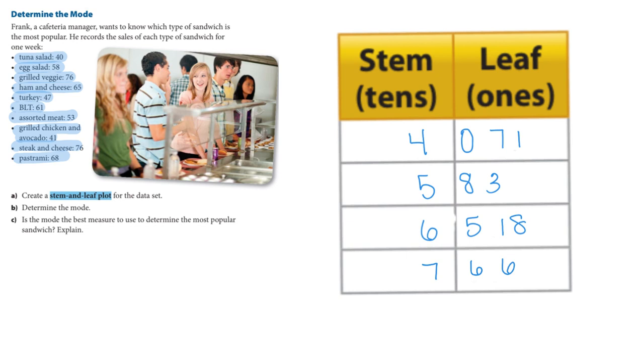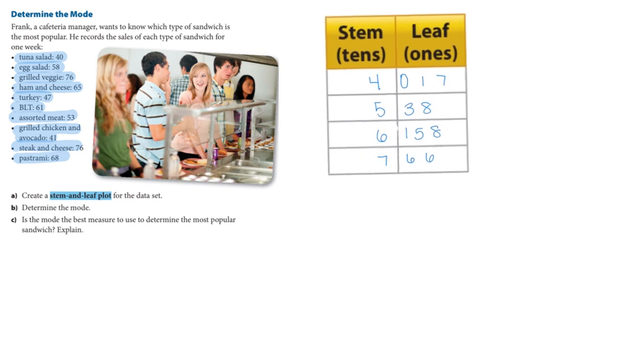The other thing we should do is put our leaves in order. So for example, in the 4 stem, I have 0, 7, 1. And I should really have 0, and then 1, and then 7. In the 5 stem, I should have 3 and then 8. In the 6 stem, I should have swapped that 1 and that 5. And my 7 stem is fine. So there is my stem and leaf plot all complete.